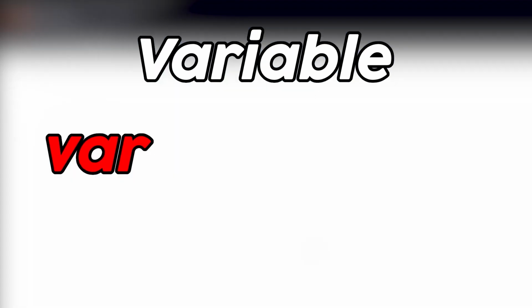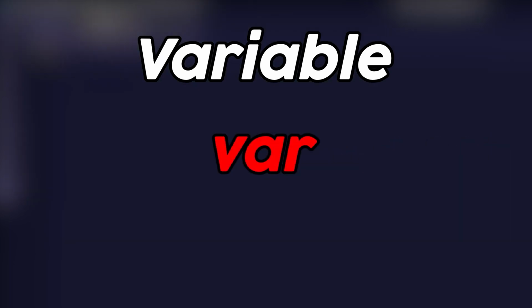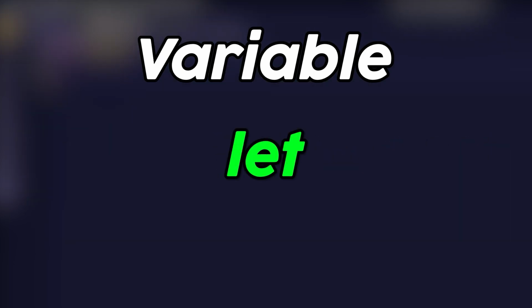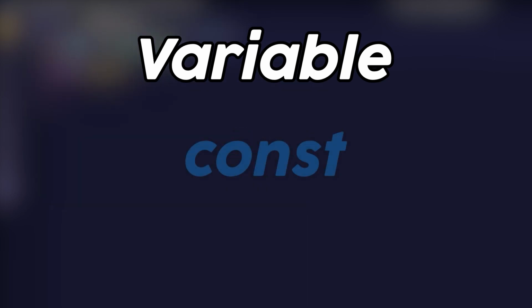Variables are your data. There are 3 variable types: var, let, and const. You can use var anytime. With let, you can redeclare the variable and it is only a variable inside the block where it is defined, and with const you can't update or redeclare the variable.